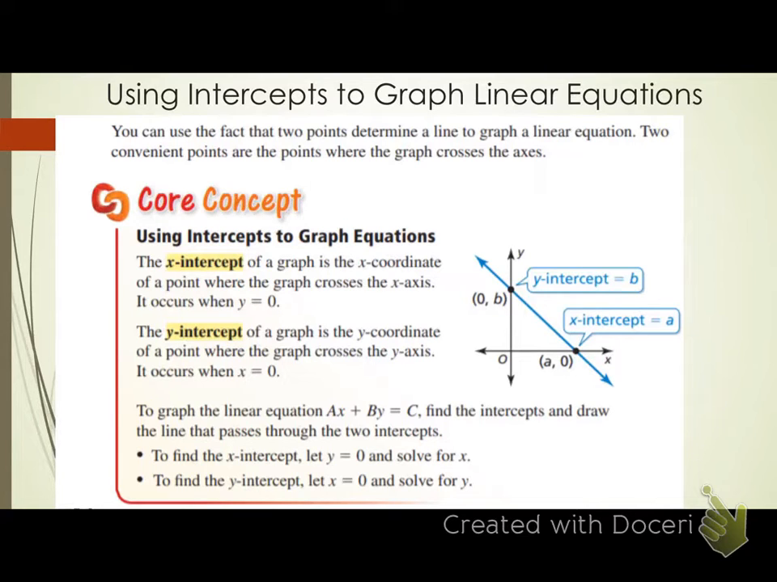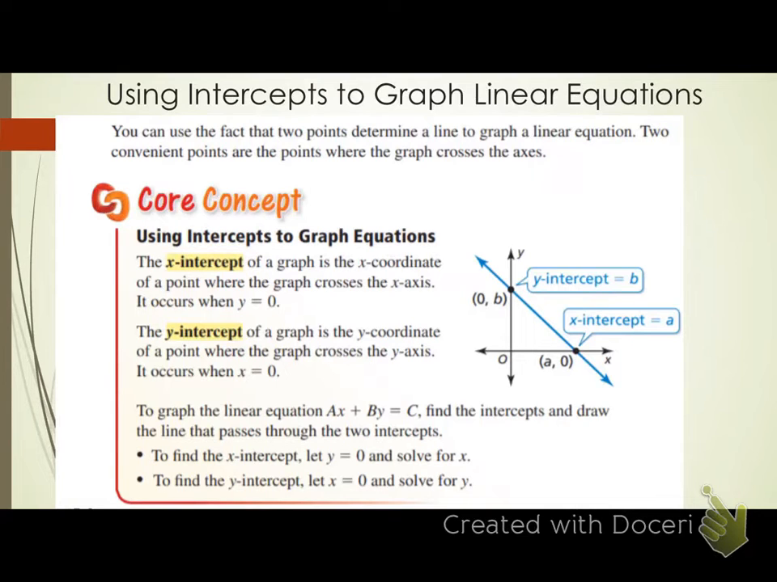When does the y-intercept occur? When x equals 0. What happens when x equals 0? The y-intercept occurs when x equals 0. Let's think about that for a second. The y-intercept is where the graph crosses the y-axis.